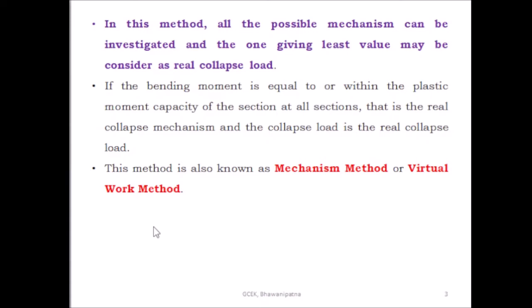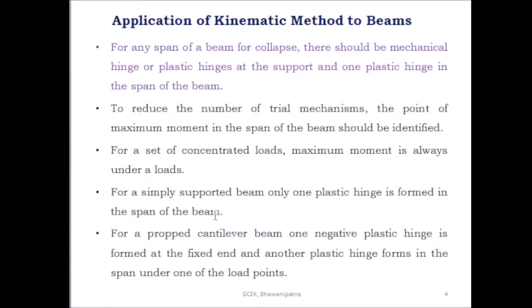If the bending moment is equal to or within the plastic moment capacity of the section at all sections, that is the real collapse mechanism, and the collapse load corresponding to this collapse mechanism is called the real collapse load. This method is also known as the mechanism method or virtual work method. Then coming to the application of the kinematic method to beams.